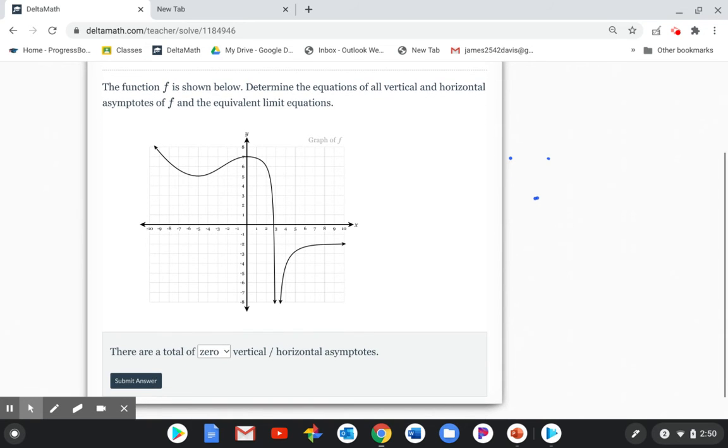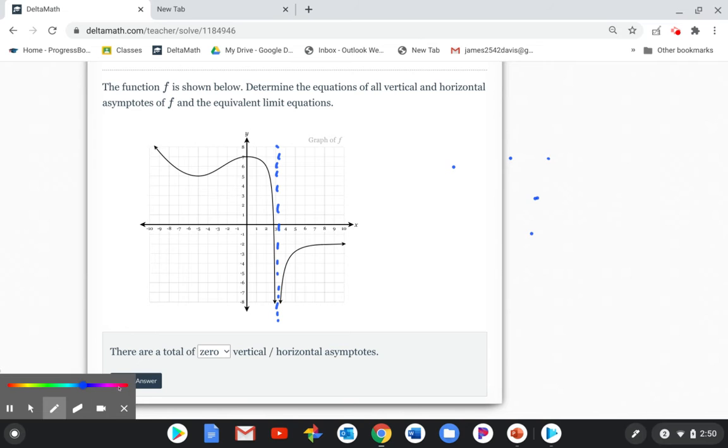All right, what we are asked to do is to identify all vertical and all horizontal asymptotes of this function. I like to start with the vertical ones because they're generally easier to spot. You can see that there is a vertical asymptote right here, sort of a dividing line there in the function, and that's going to be at x equals 3.